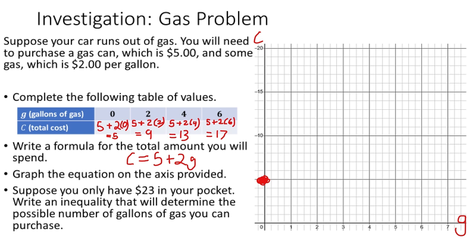One at a time, we're going to plot a point for each part of the table. Now that all my points are plotted, I can see that they're lining up quite nicely. So I'm going to connect those points with a nice straight line. And there we have our line.